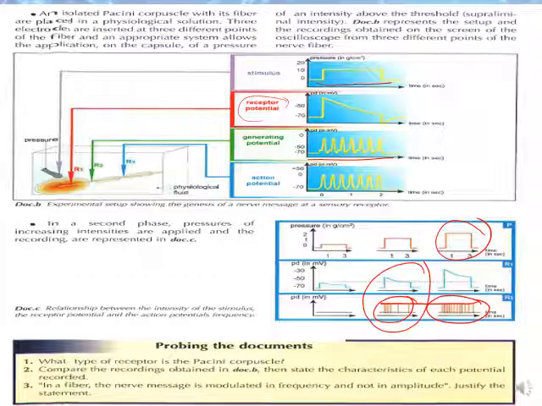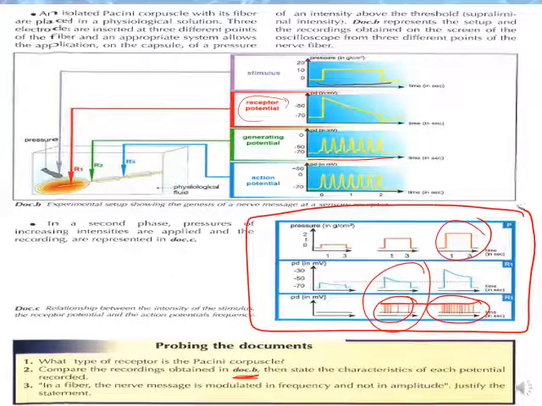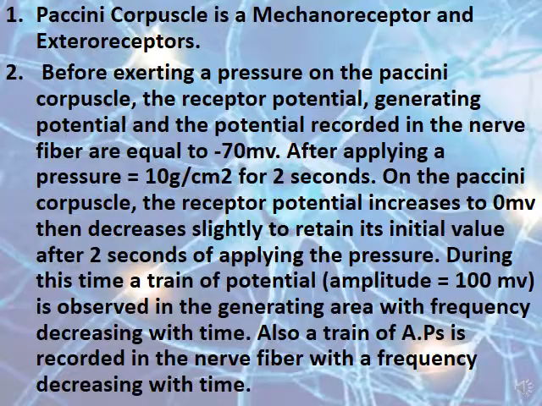Compare the recordings obtained in document B, and then state the characteristics of each one. We said we compare these, and in a fiber, a nervous message is modulated in frequency and not in amplitude. Justify the statement. We justify this statement according to this. All of these notes we have already taken before, but this note is during this application. The pacinian corpuscle is a mechanoreceptor and X-ray receptor, as I said. Number 2, you have to compare the recording obtained in document B, then state the characteristics of each.